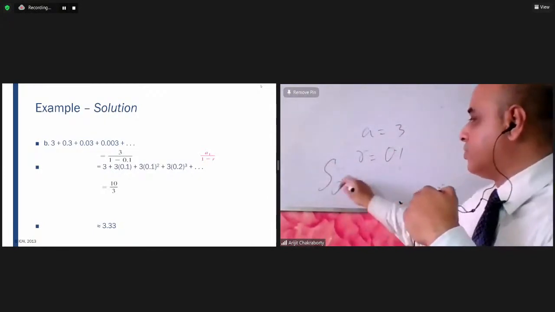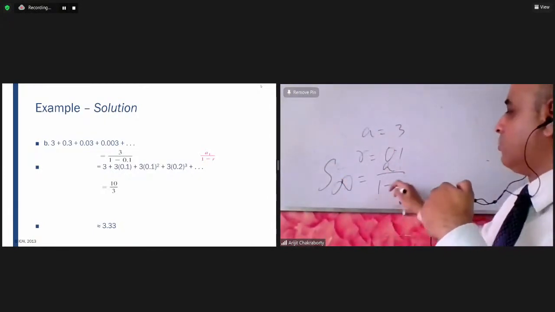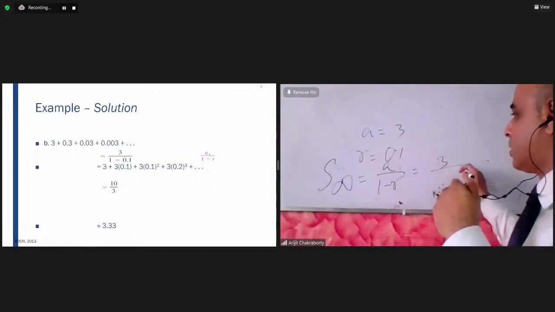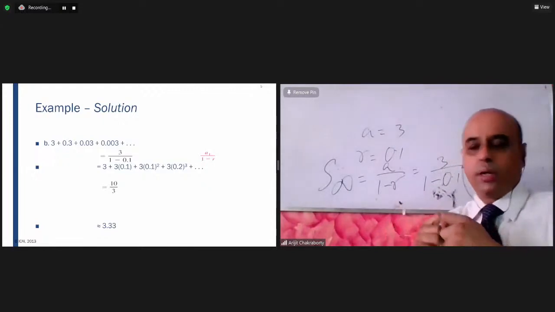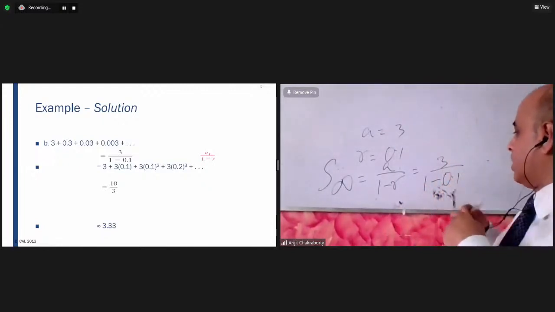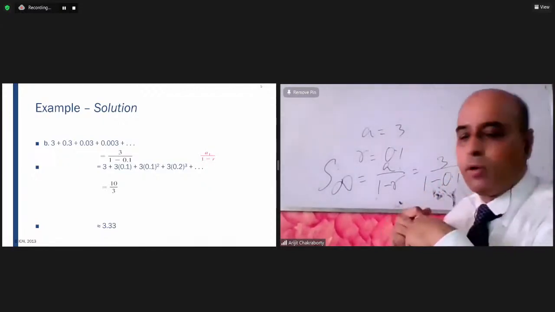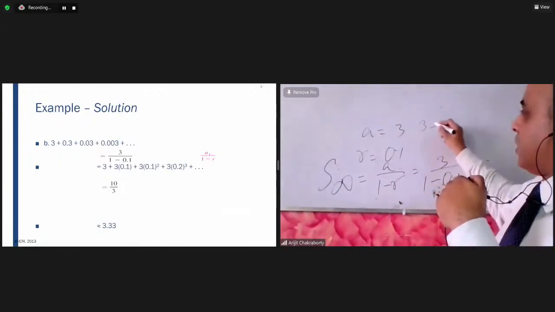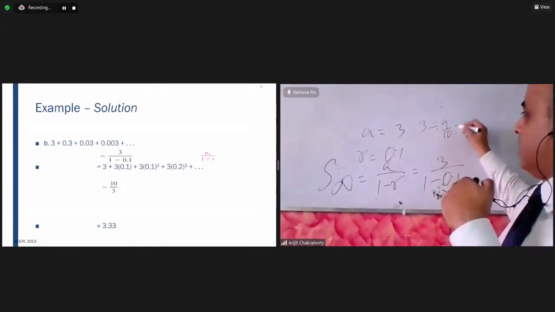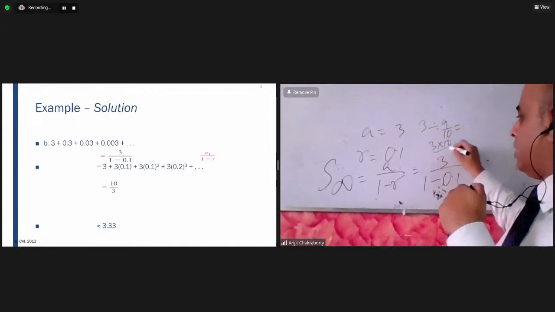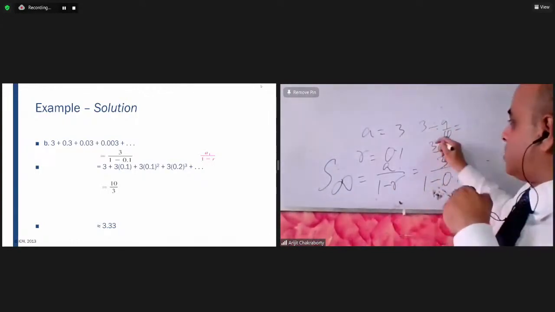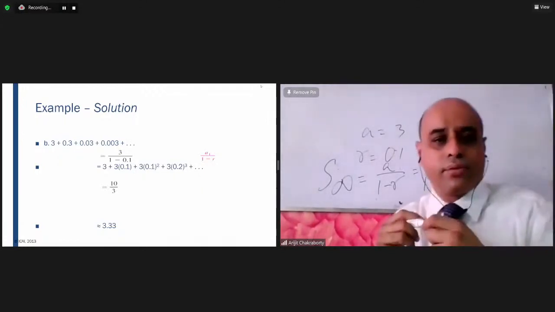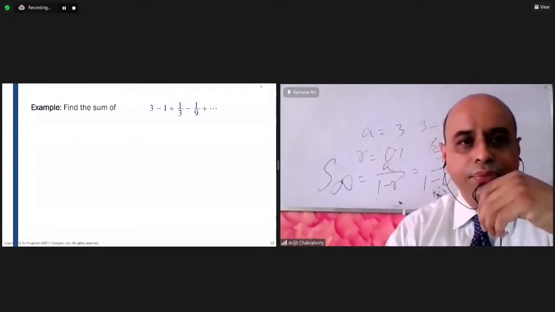S infinity, if you take, this will become A by 1 minus R, that is 3 divided by 1 minus 0.1, and then you can work on it. So it comes to 0.9. So it is 3 divided by 0.9. 3 divided by 0.9, that is 9 by 10. So it is 3 into 10 by 9. Okay, so 3 into 10 by 9, that means 3 and 3 cancel. It is 10 by 3, that is 3.33.